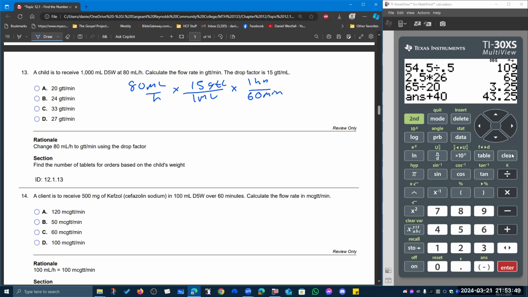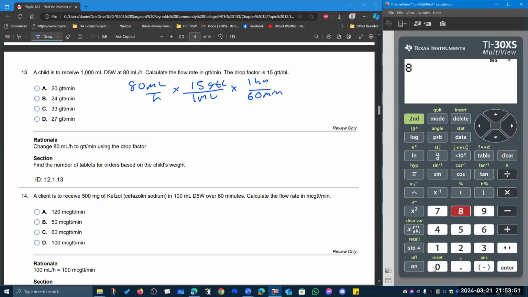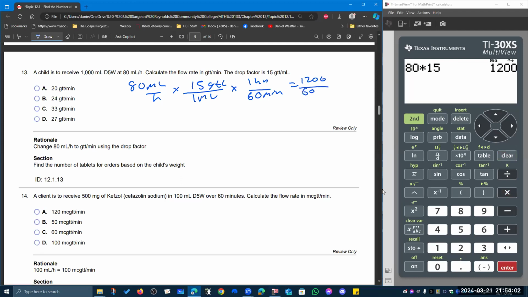So this is 80 times 15 for my numerator. It's 1200. The denominator is 60, and this is going to be drops per minute. It's going to be 20 drops per minute. That's A.